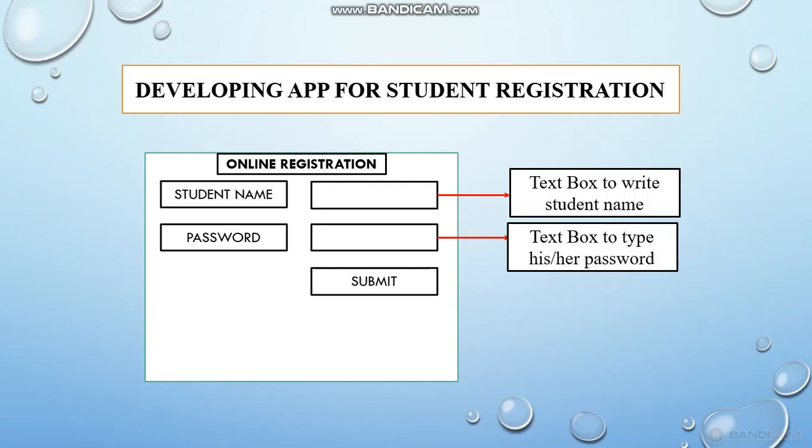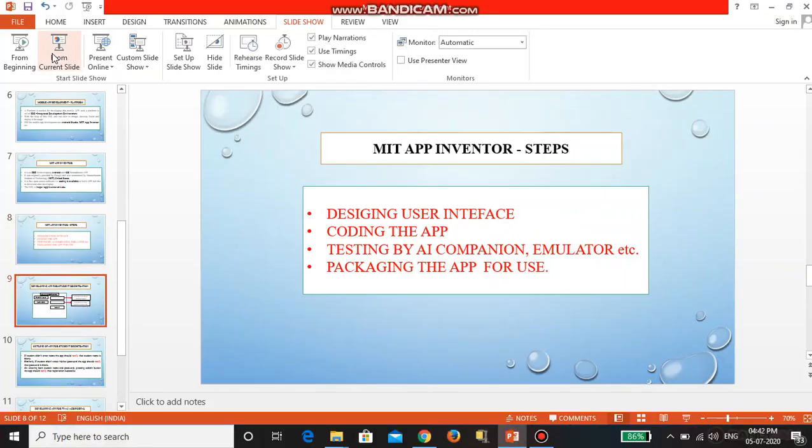First, I want to make an online registration heading. Then the student's name with a text box, and the password with a text box, and then submit. So this is the design. We can do it in here.